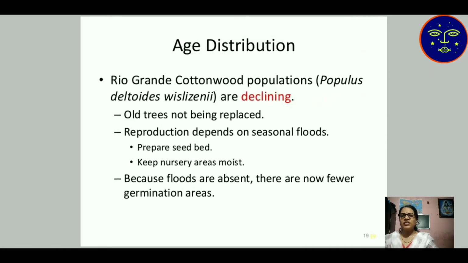Then age distribution of the Rio Grande cottonwood population. This is an example of how older trees are not being replaced and young trees are not added. Reproduction depends on seasonal floods, which prepare the seedbed and keep nursery areas moist. Because the floods are absent, there are now fewer areas for germination.